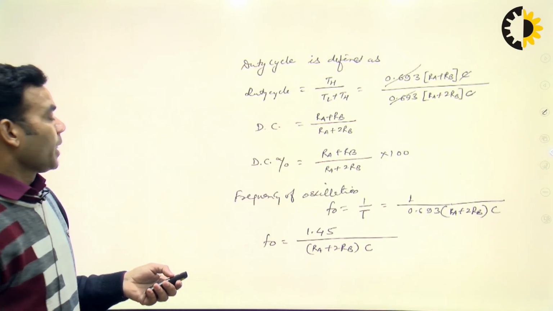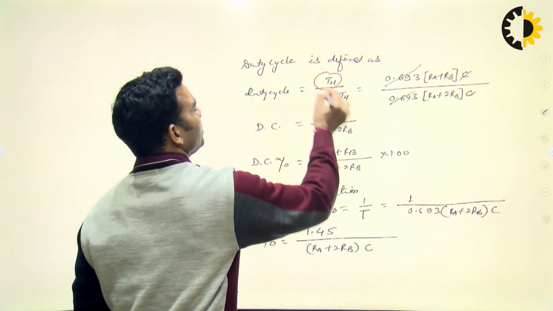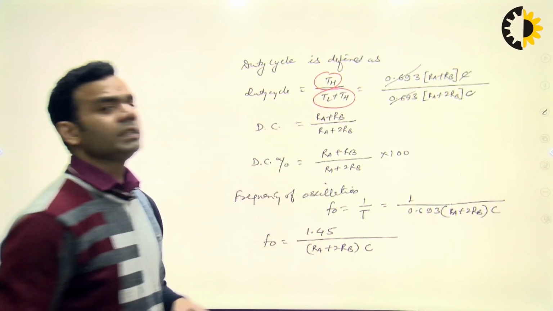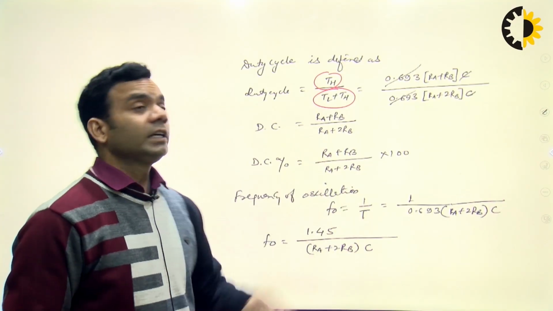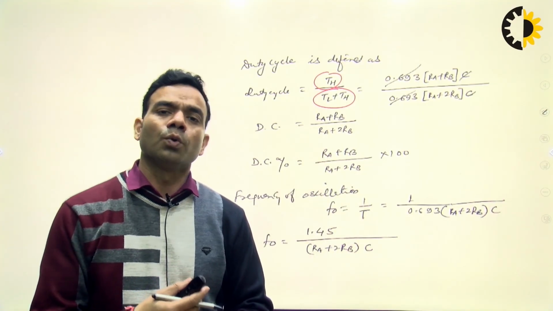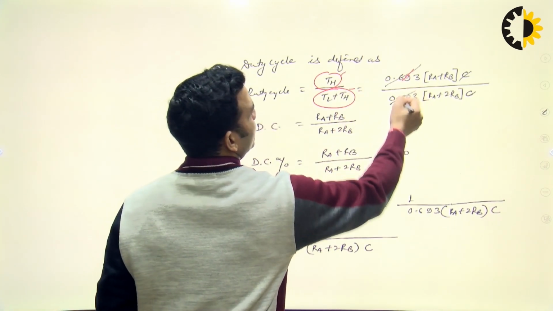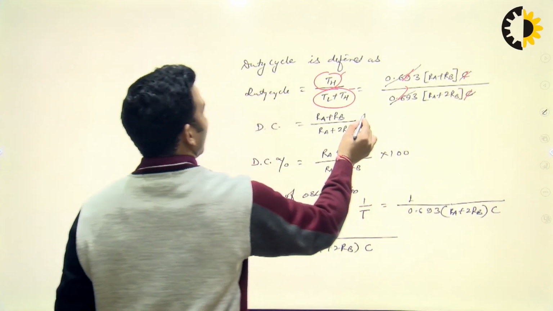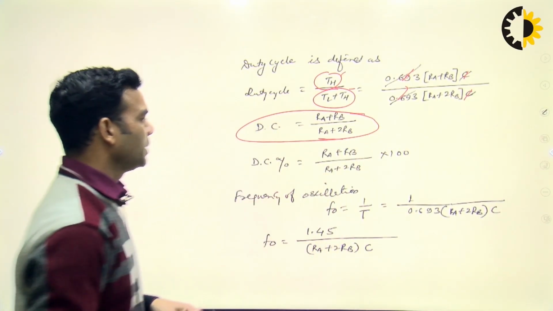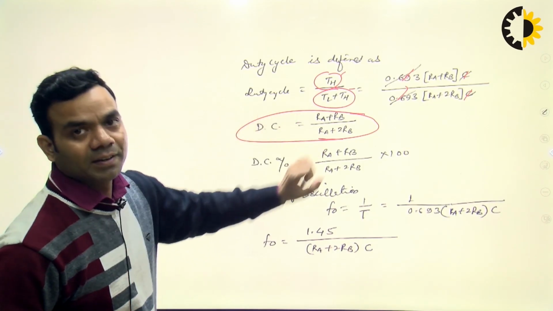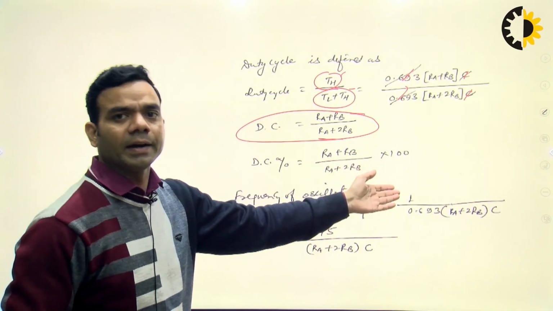And what is the duty cycle? Duty cycle is TH upon (TL plus TH). That means TH is the time duration for which the output will remain high, and TL is the time duration for which the output is low. So you have both values. If you put them in, it will cancel out and you will get (RA plus RB) upon (RA plus 2RB). This is the duty cycle. To find it in percentage, you can multiply it with 100.